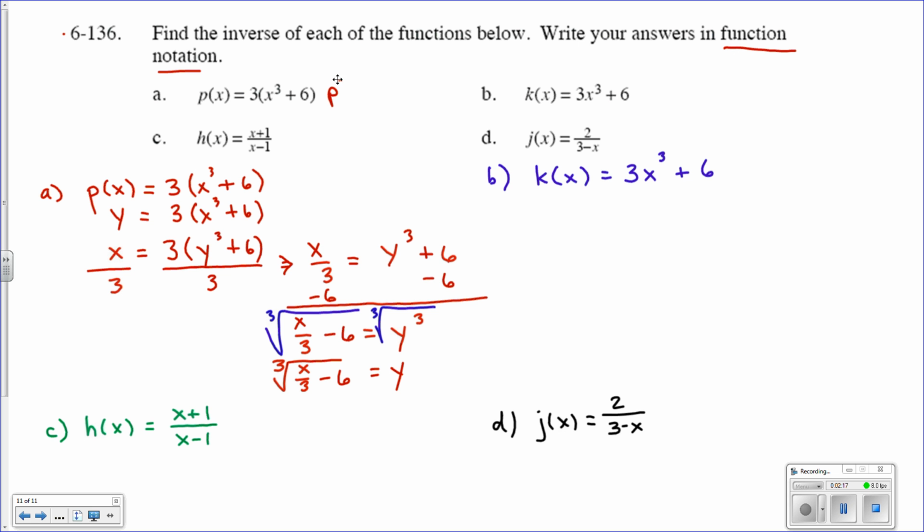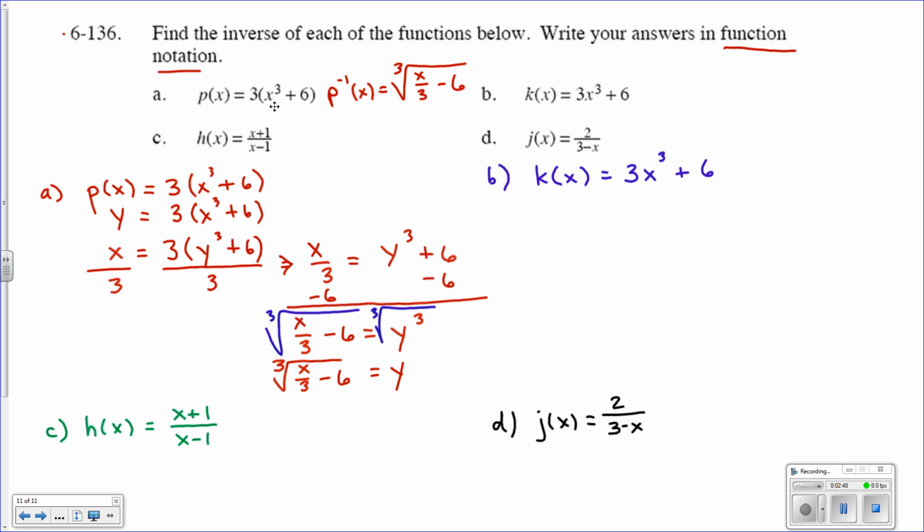So I'm going to write the answer right up here, and we're going to end up with p inverse. And remember, it looks like it's raised to the negative first power, but it just means the inverse of function p of x is going to equal the cube root of x divided by 3 minus 6. So that should be our answer for letter A. Let's look at letter B now.